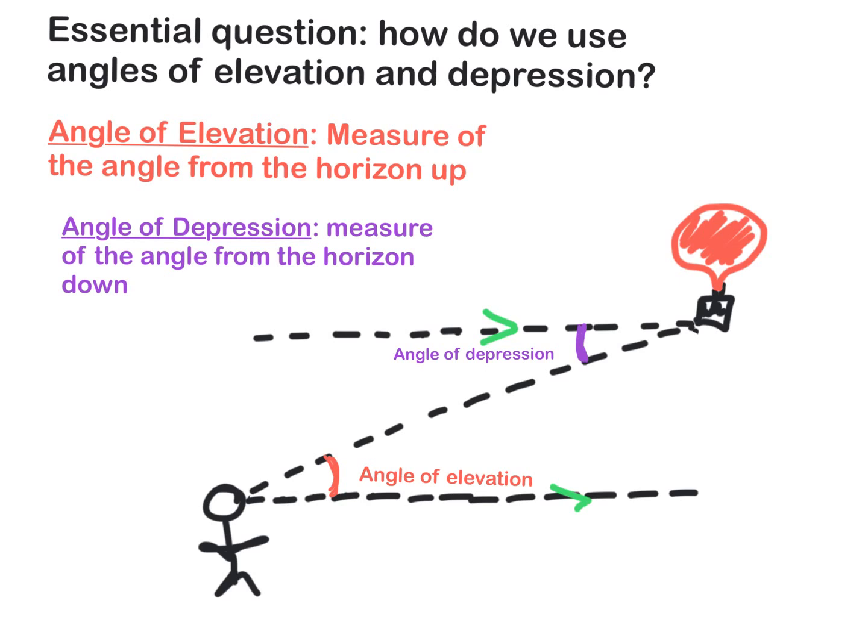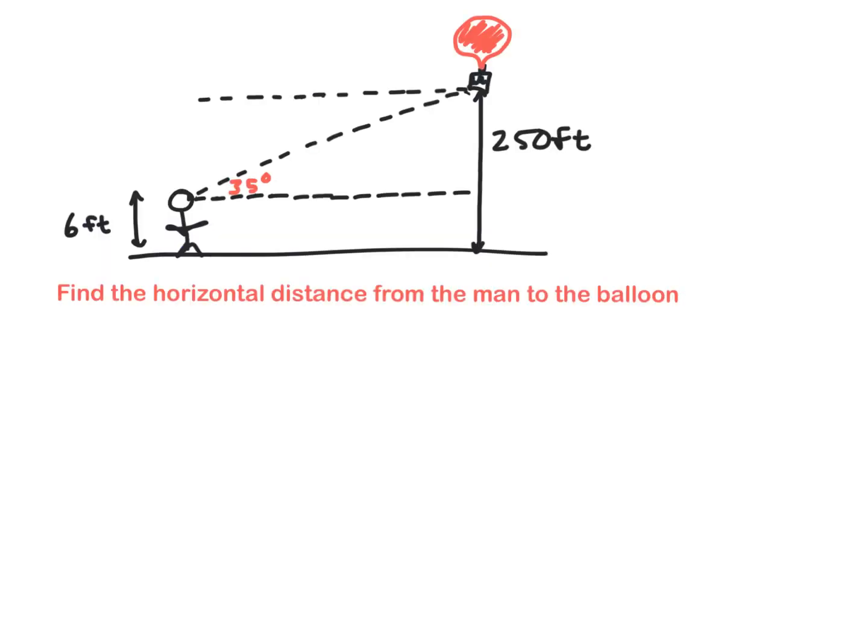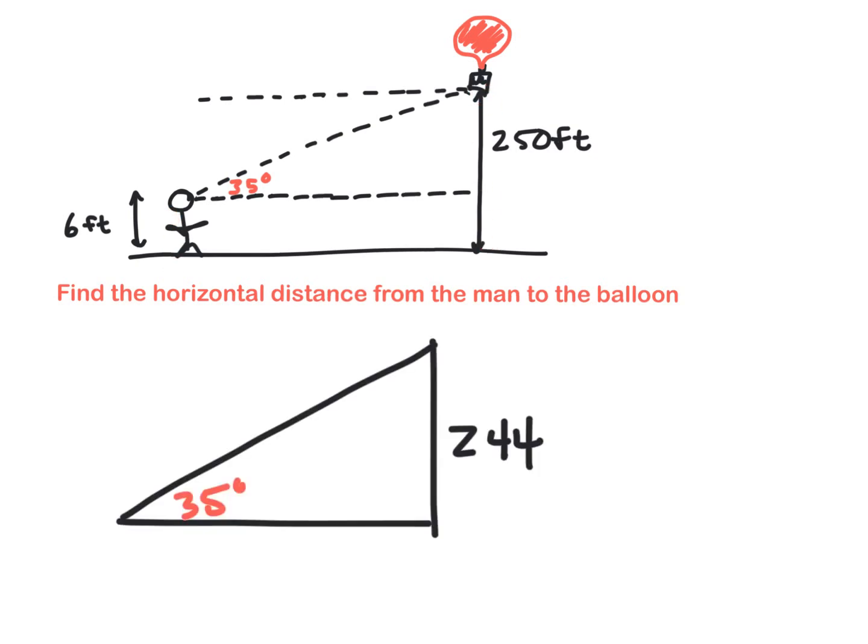Let's try some problems. All right, let's find the horizontal distance from the man to the balloon. So, what we see first here is that the man is 6 feet tall and the balloon's 250 feet above the ground. Well, then the triangle I'm actually looking at has a height of 244 because we have to take away the 6 feet from this guy's eyeballs. Okay, so he's looking up at an angle of elevation of 35 degrees, got this 244, and we're trying to find the horizontal distance, so this x here.